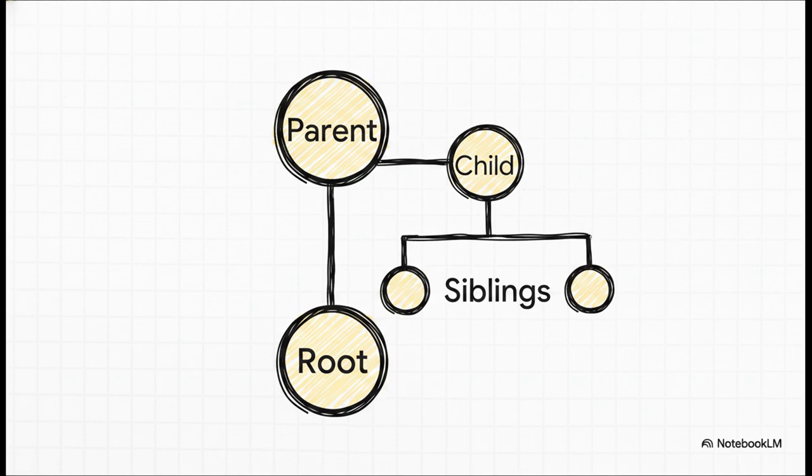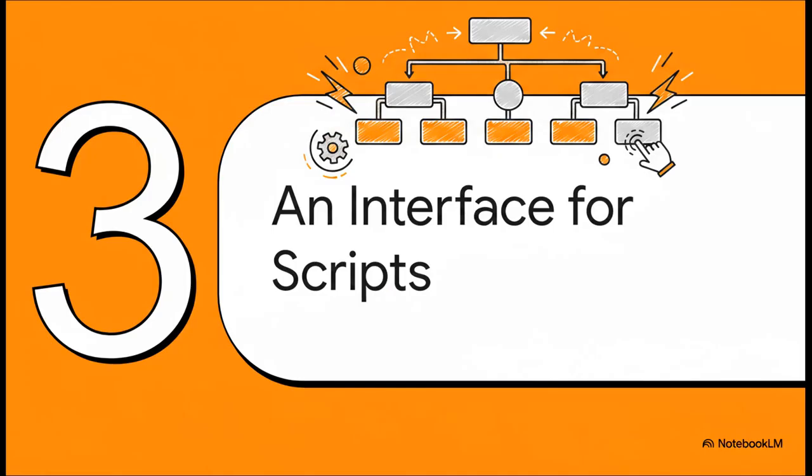And just like a family tree, this whole model is based on relationships. A node, or an element, that holds another one is called a parent. The one inside is the child. Nodes that are at the same level, sharing a parent, are siblings. And the big one at the very top, the one with no parent, that's the root. This simple hierarchy is how a script can navigate the whole page and find the exact thing it needs to change.